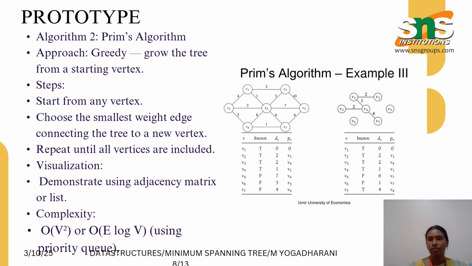Then at V4, how many edges are there? V4 is strongly connected, so it has edges to all the vertices. So it goes from V4 to V3. Then V7. Likewise, I have built Prim's algorithm.